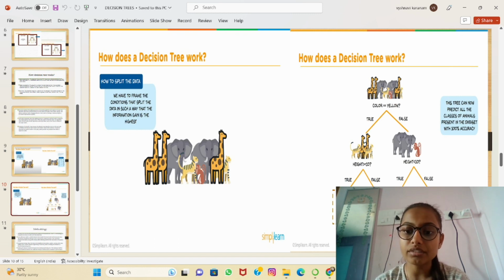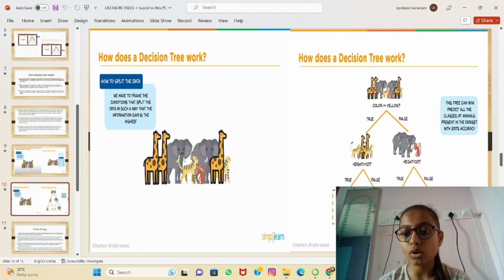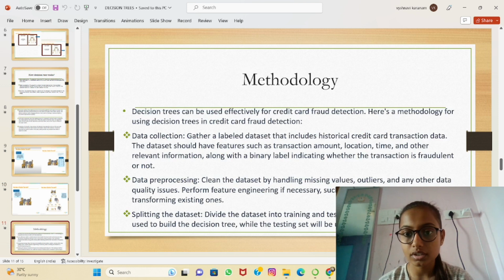Now, based on height, we are going to categorize. If height is greater than or equal to 10, we are going to categorize them into one category. If not, we are going to categorize those yellow animals as false. And from the others, where height is less than 10, we are going to categorize. Finally, we will get all the categories of animals like giraffes, tigers, monkeys, and elephants.